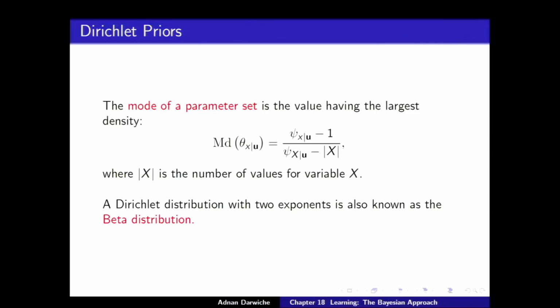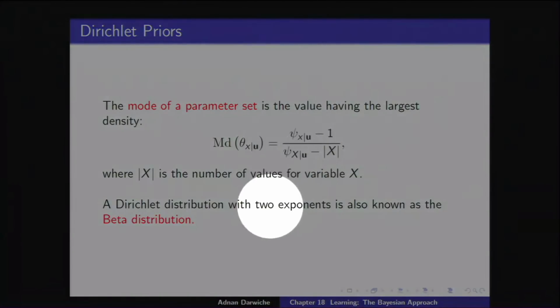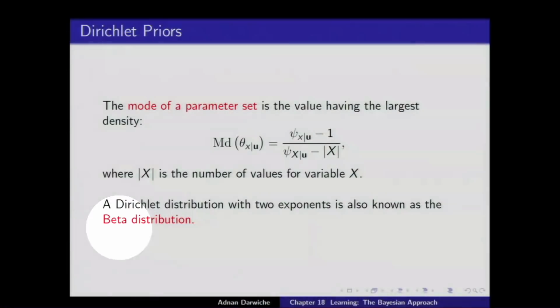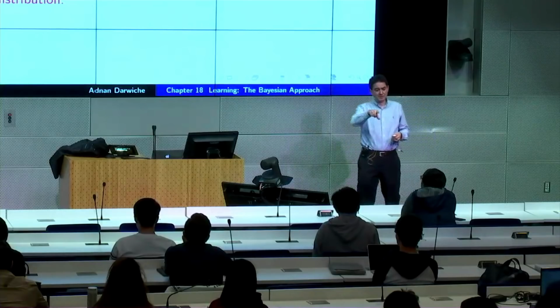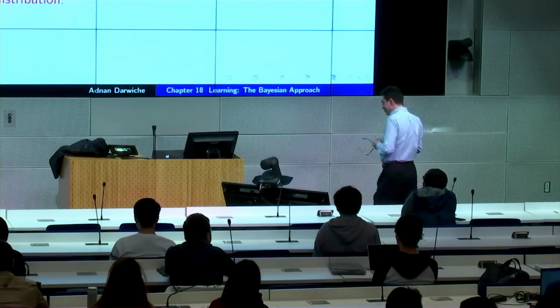Let me make one more comment here. When you have two exponents, that is, when you're talking about binary variables, the Dirichlet is known as the beta distribution. People may have heard of the beta distribution and not of the Dirichlet. So this is a special case when you have two exponents. Yes, you had a question. How do we find the exponents?